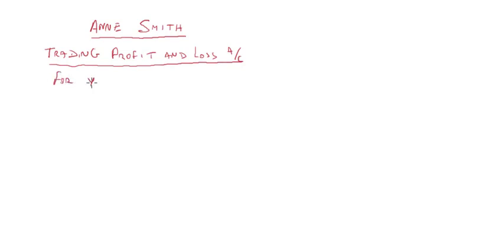So Anne Smith is the name of the business. Trading profit and loss account is the name of the document. I'll just put AC for account. Put a line underneath it, and now the year that it relates to. We just say for, and very often you see YE, year ending 30th of June 2020, the period that it relates to. And everything's in money, so the currency symbol.